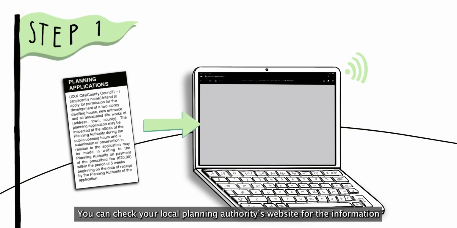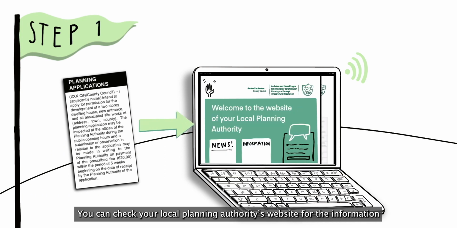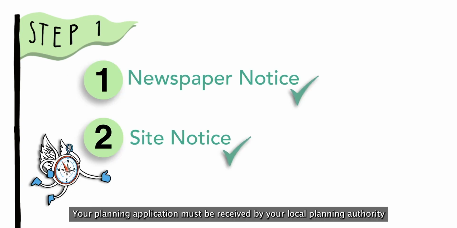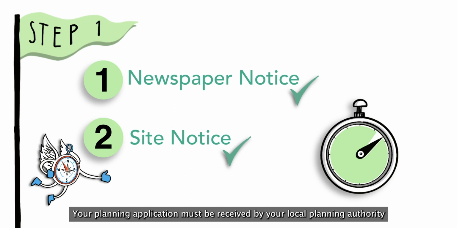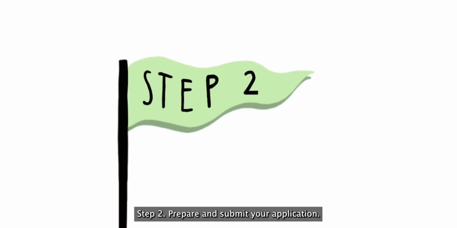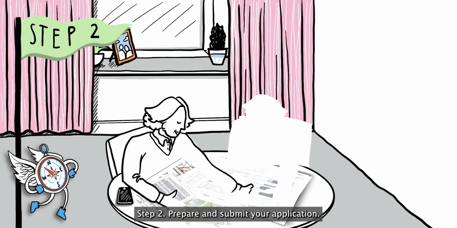You can check your local planning authority's website for the information that must be included in these notices and for a list of approved newspapers. Your planning application must be received by your local planning authority within 2 weeks of these notices being published and erected. Step 2. Prepare and submit your application.